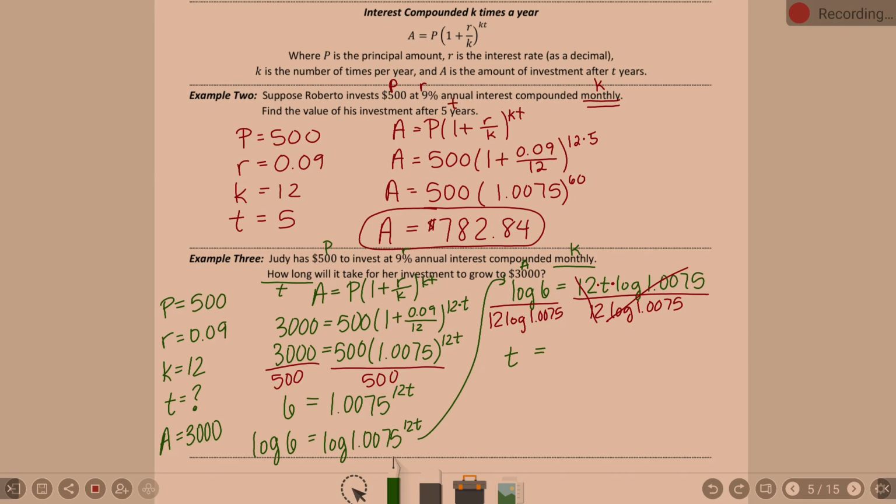At this point it becomes a calculator deal. It's log of 6 divided by 12 log 1.0075. My recommendation on this type of problem is to always just use a fraction bar on your calculator. However, if you're not using a fraction bar, you must put parentheses around this denominator or it won't work right. Okay? 19.983 years.